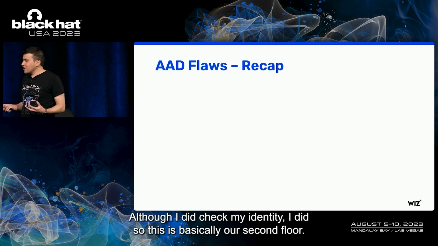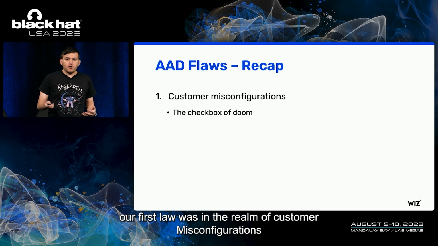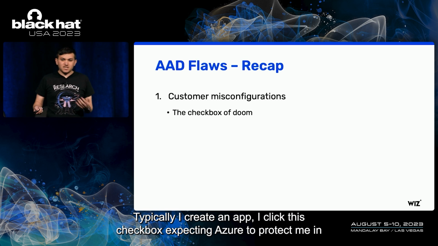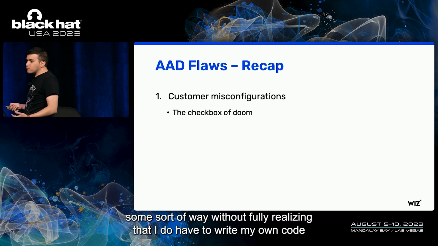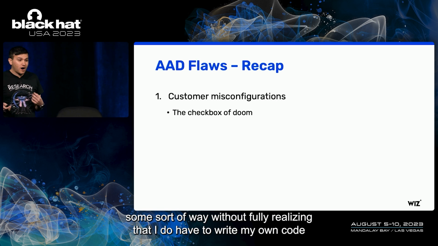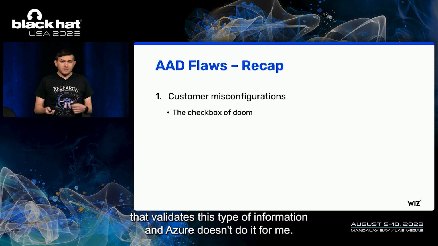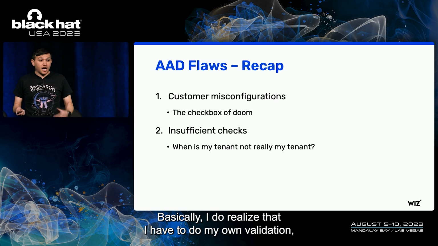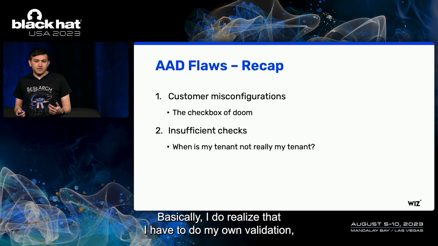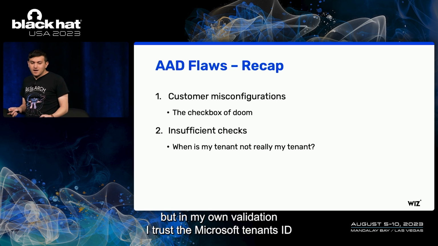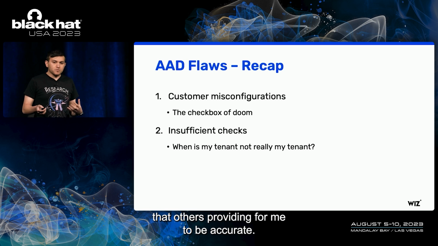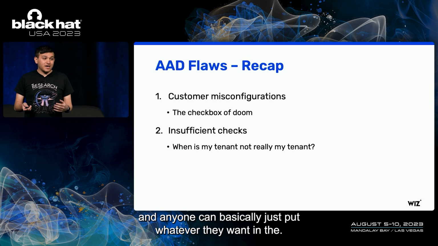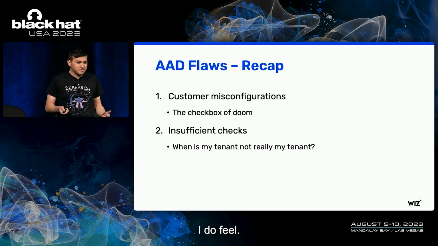This was basically our second flaw. So to recap, our first flaw was in the realm of customer misconfigurations. Basically, I create an app, I click this checkbox expecting Azure to protect me in some sort of way without fully realizing that I do have to write my own code that validates this type of information, and Azure doesn't do it for me. And the second flaw is in the realm of insufficient checks. Basically, I do realize that I have to do my own validation, but in my own validation, I trust the tenant ID that Azure is providing for me to be accurate. Well, in reality, it is not to be trusted by itself, and anyone can basically just put whatever they want in the tenant ID field.